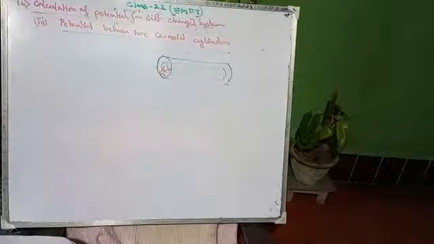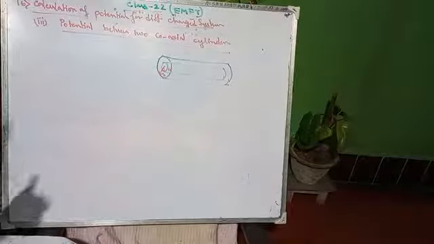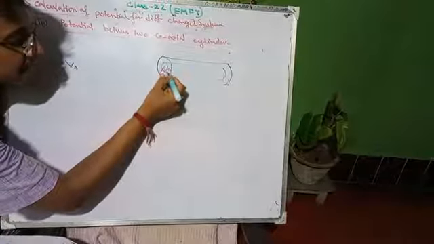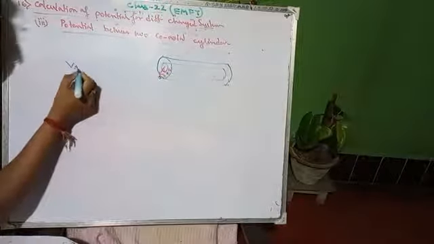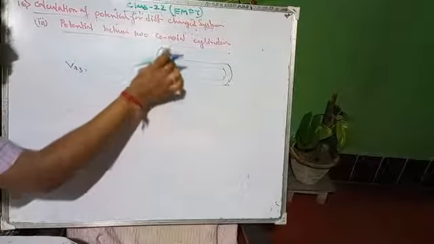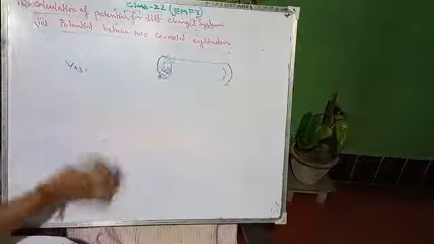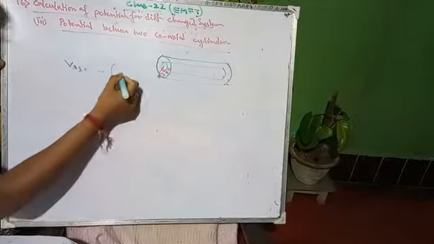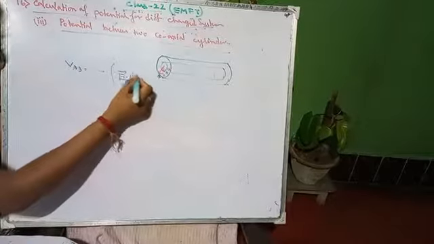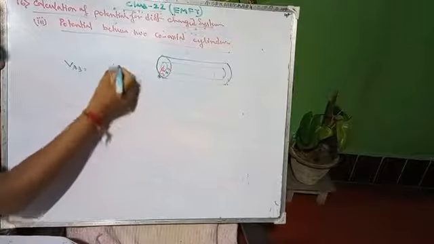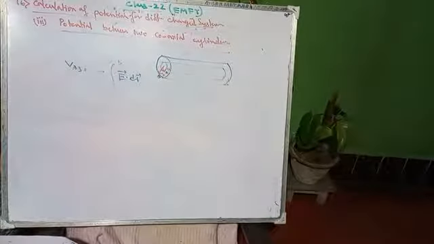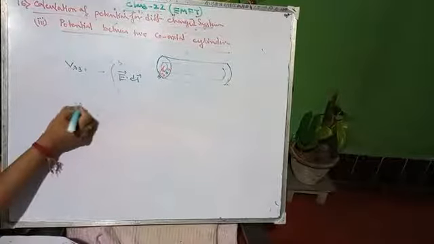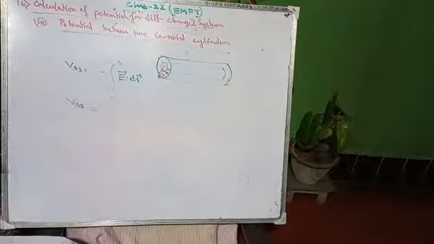According to the definition, again we consider two points, capital A point over here and capital B point over here. So VAB, the potential difference between two coaxial cylinders, equals negative of E dot dl, right? And you take the integration from small a to small b. So VAB equals what?